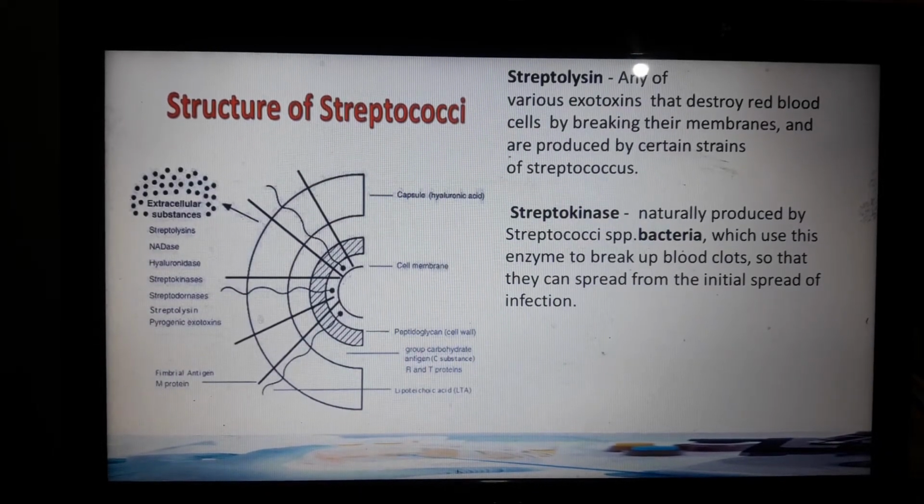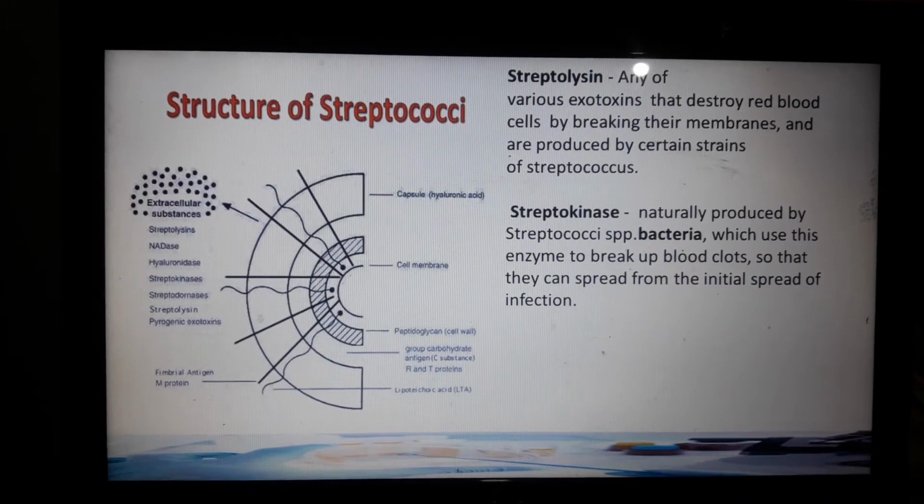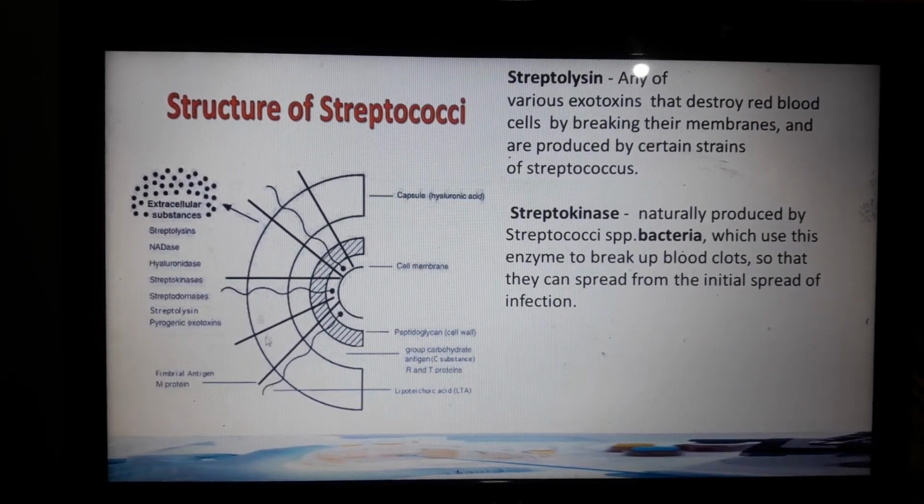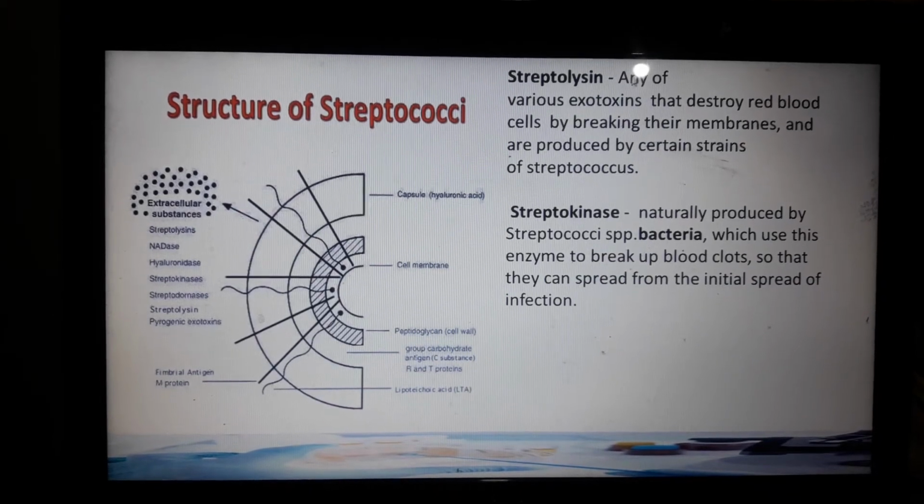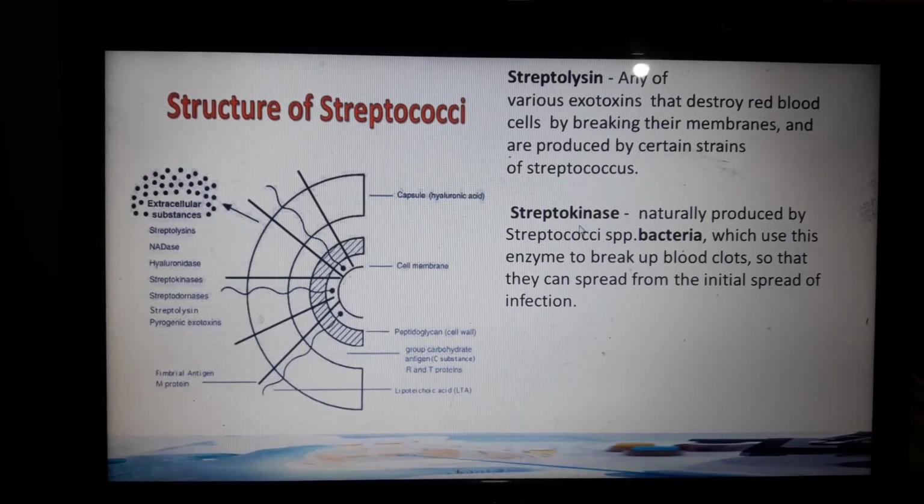As a recap, our topic last time was about the structure of streptococci. Based on the structure of streptococci, there are a lot of virulence factors, so we'll discuss the virulence factors one by one. We already discussed streptolysin and streptokinase.